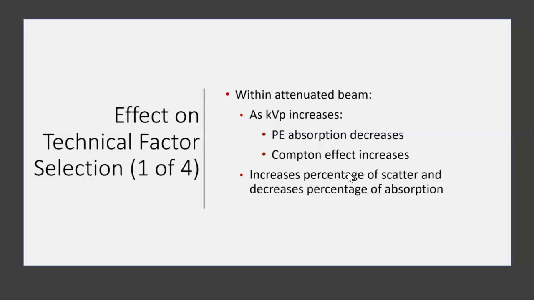Effects on technical factors. With an attenuated beam, as kVp increases, photoelectric absorption decreases and Compton increases. So the higher the kVp, we're going to have less photoelectric and more Compton. This increases the percent of scatter and decreases the percent of absorption. So when we raise that kVp, we are also raising the amount of scatter that we're going to be getting, and what that does is it degrades our image. So really important.